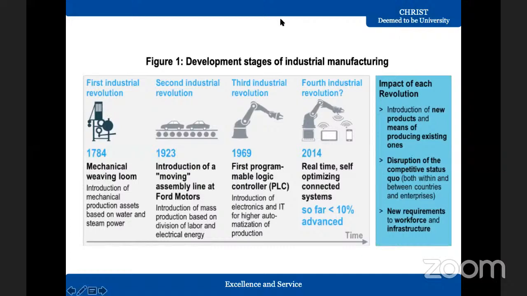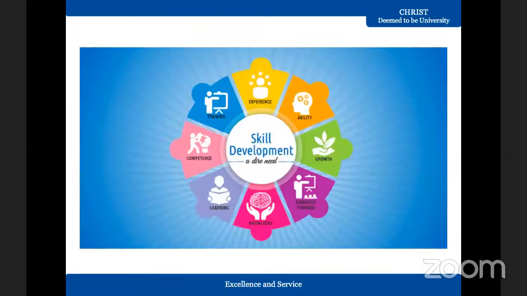Yeah. So this is the brief about the development stages of industrial manufacturing from Industry 1.0 to 4.0. In today's webinar, what we are going to see is the skill development required to build Industry 4.0 in India for the development of our nation. Here I have given 8 pictures, and all those 8 pictures are diagonally opposite.